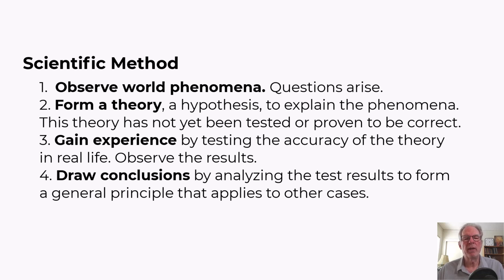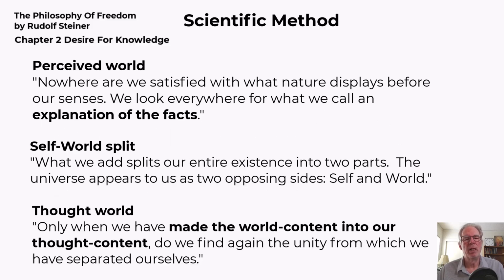Now let's look to The Philosophy of Freedom to see how it relates to the scientific method. In Chapter 2, The Fundamental Desire for Knowledge, we learn that we all have a natural urge to strive for knowledge. In the chapter introduction, it says that sense perception does not satisfy our need to know. Every look at the world raises questions. Nowhere are we satisfied with what nature displays before our senses. We look everywhere for what we call an explanation of the facts.